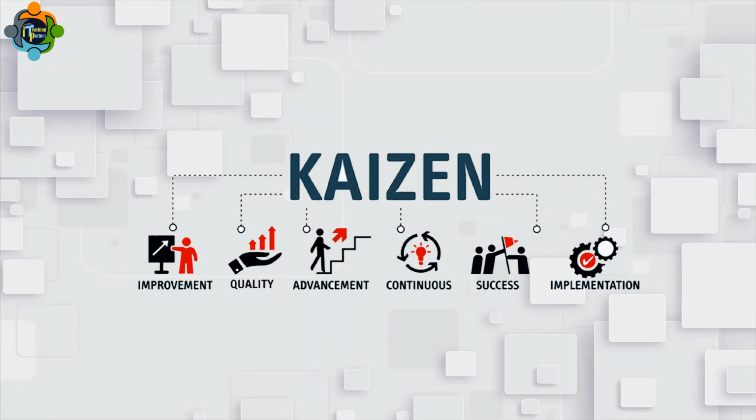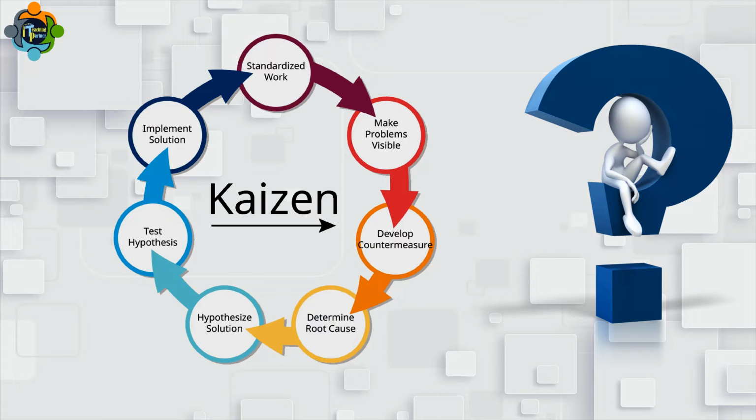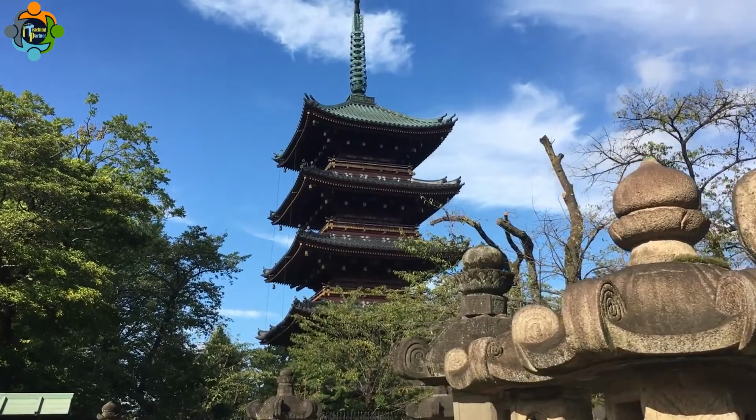Today we have an incredibly enlightening topic to delve into, the essence of Kaizen in education. First, let's understand the concept of Kaizen, derived from the Japanese word Kai, meaning change, and Zen means good. Kaizen is a Japanese business philosophy focused on continuous improvement and involving all employees.